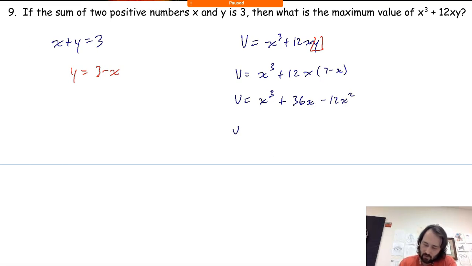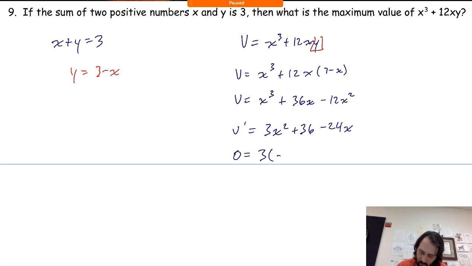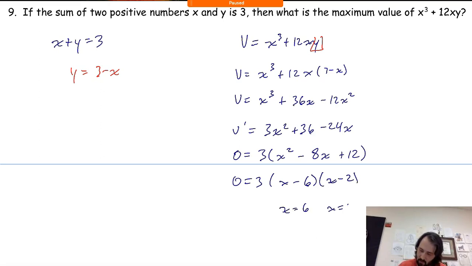Right, and then I will take the derivative so that I can find the maximum value. So 3x squared plus 36 minus 24x. I'm going to rearrange and factor out a 3, set it equal to 0. And let's see, we have 0 equals x minus 6, x minus 2. So x equals 6 and x equals 2.